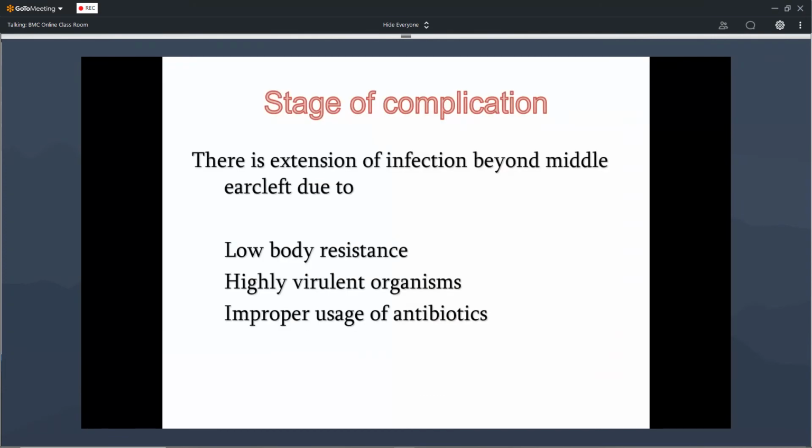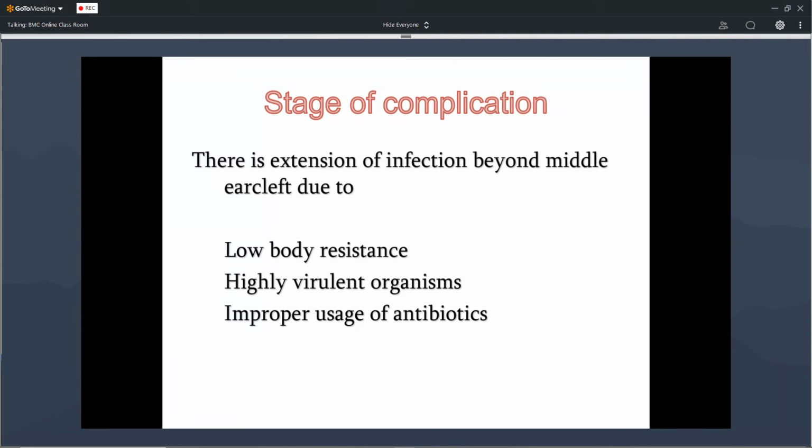Then the stage of complication. If the patient doesn't take proper treatment, for example an inadequate dose of the antibiotics or improper duration, then the infection will continue. The infection will spread beyond the confines of the middle ear cavity. That means it may spread into the mastoid antrum air cells. The other complications of ASOM may occur.